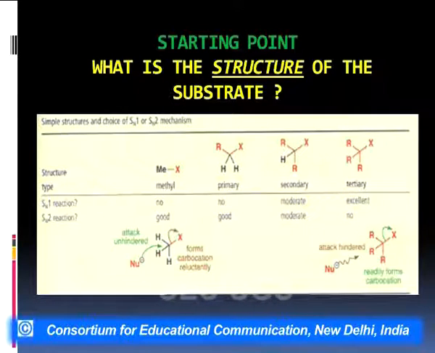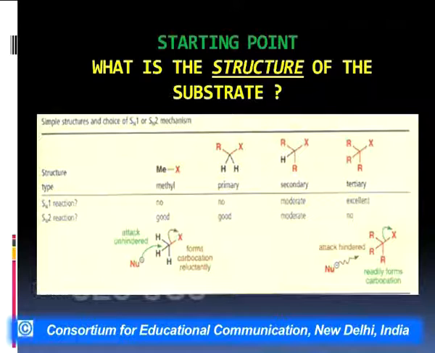In case of an SN1 reaction, what we find is a tertiary alkyl halide will undergo reaction by the SN1 mechanism. Why is this so? Because in a tertiary case, we get a tertiary carbocation which is stable. Secondly, because of the steric hindrance, the nucleophile cannot attack from the rear side. So in this case, the stability of the carbocation is the decisive factor.